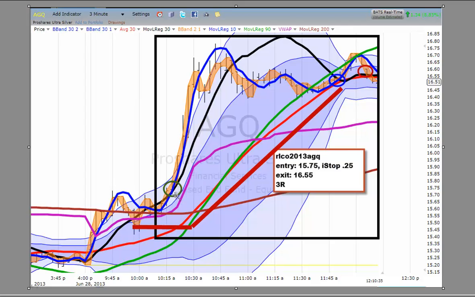all signs are pointing to yes. You can see by this time that the river is flowing up on expanded volatility, the 90-period regression line, the 30-period regression line, the 10-period regression line, the VWAP itself, everything is pointing north. And now that we've cleared this intraday opening shenanigans, we're at 45 minutes into the session. Go ahead, make this entry at 1575, 25-cent stop, which is right at the Bollinger Band mean and below the swing low of the ribbon here.